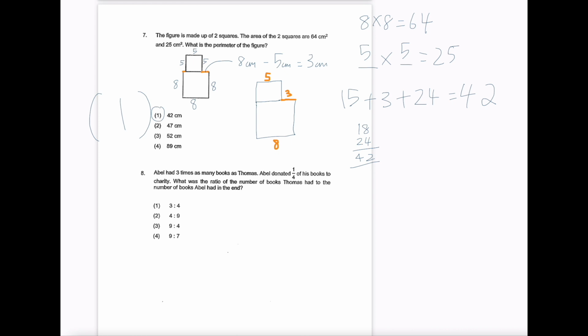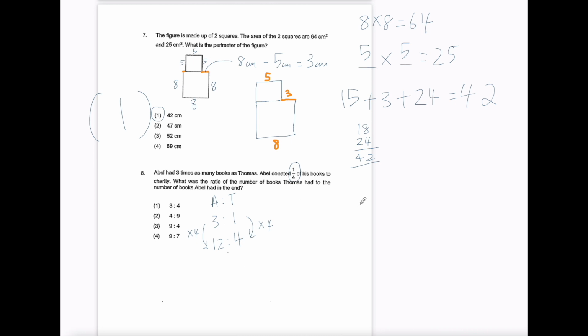So let's use ratio, okay? So A is to T, it's 3 is to 1. And Abel donated 1/4 of his books. Can I find out what's 1/4 from here? I'm going to get a very weird fraction, right? So let me multiply it so that it's easier for me to work with whole numbers. If I multiply by 4, I get 12 is to 4. Now we can utilize this.